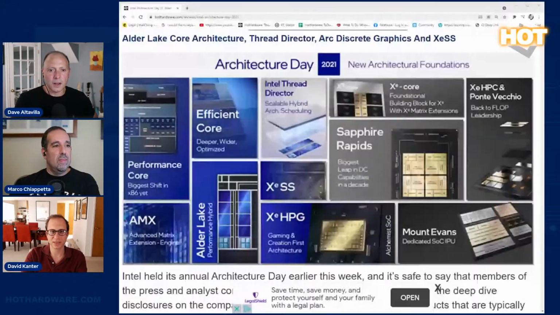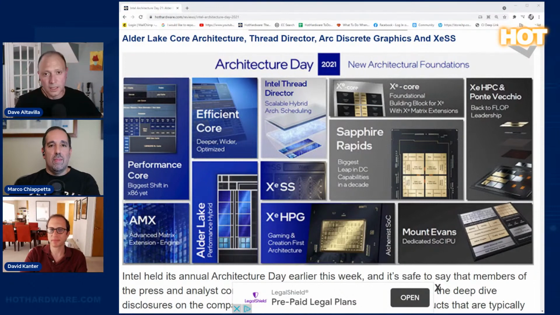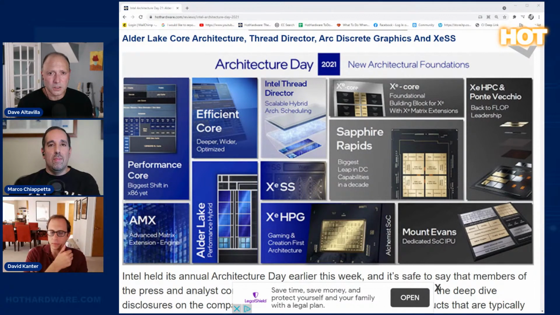All right, let's get back to this one again. Intel Architecture Day 21: Alder Lake, Arc, Sapphire Rapids, Ponte Vecchio, all the code names. I'm going to share this out here. Hang on one second. Still working the knobs and dials. And here we go. So let's settle up to this, David, Marco. There's a lot to unpack. We got the better part of maybe 3 hours of presentation in turbo mode.